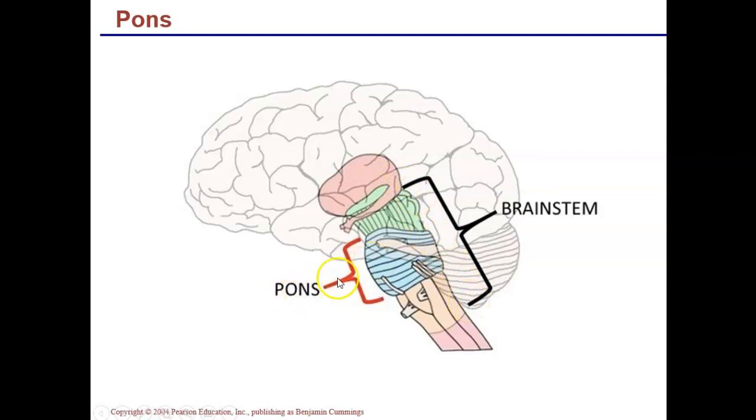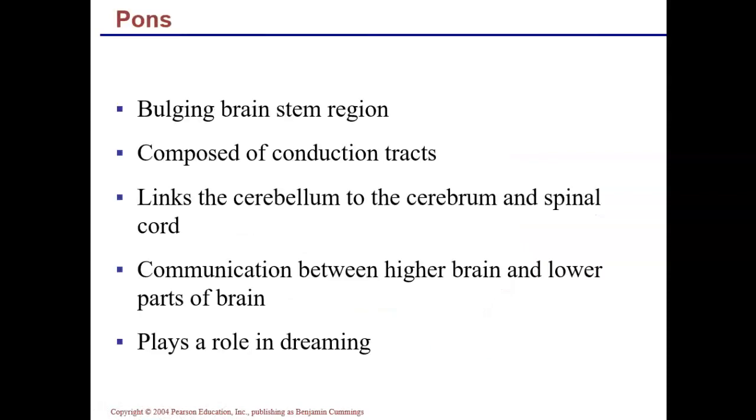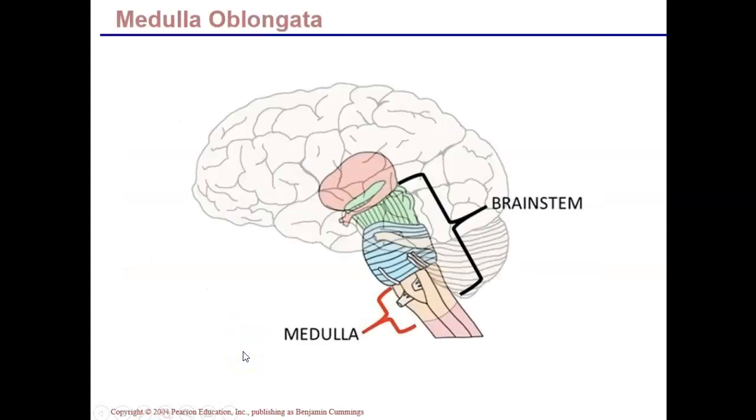Now let's talk about pons. Pons is going to be this portion of the brain that is enlarged over here. It's like on top of the spinal cord and it's an enlargement. It's going to be composed of conduction tracts. One of its functions is that it links the cerebellum and the cerebrum and the spinal cord. So these 3 areas of the central nervous system. It is involved with communication between higher brain and lower brain parts, and it does play a role in dreaming.